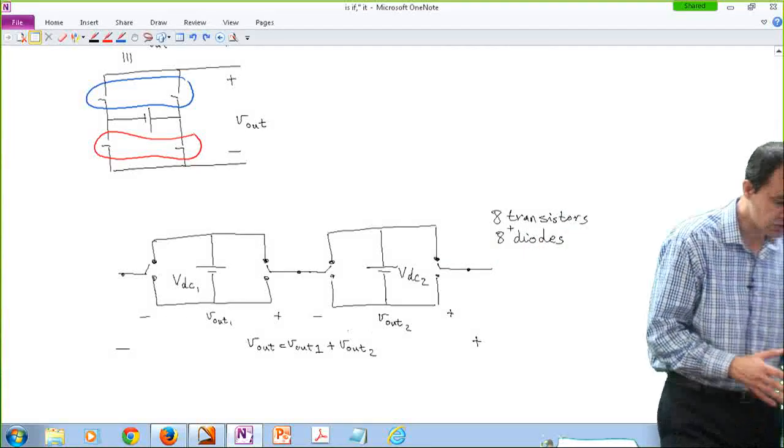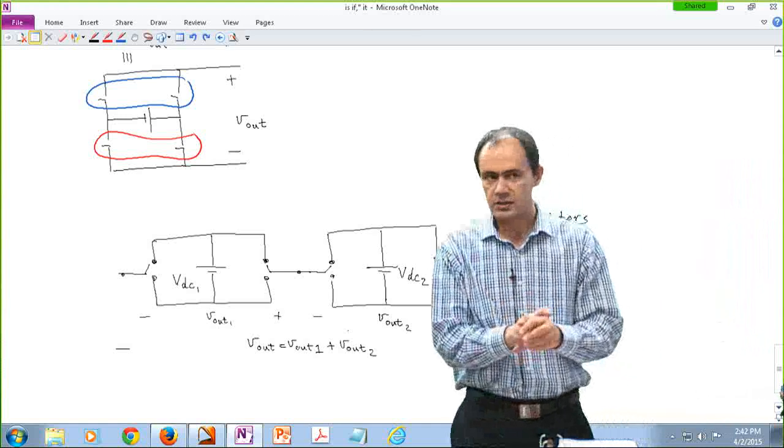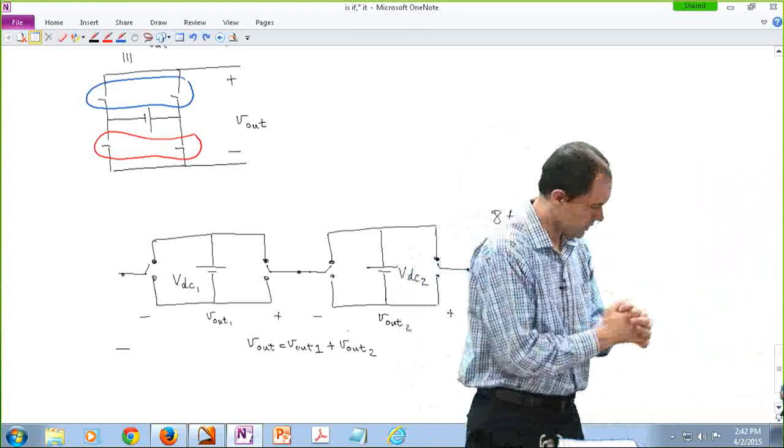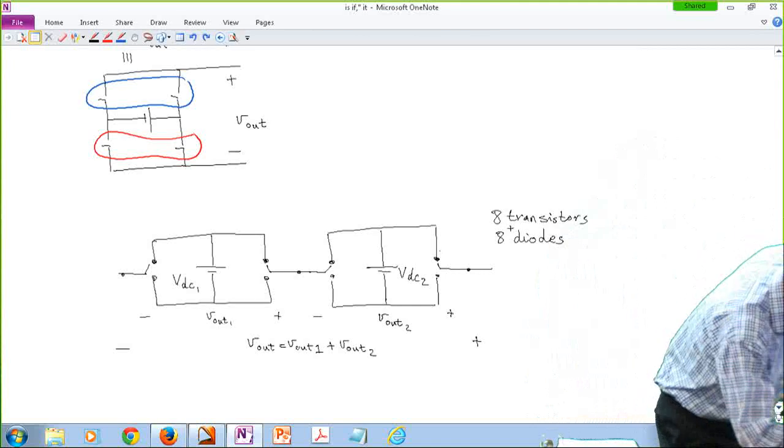If one transistor fails, the whole system fails. Yes and no. We can discuss this. If one transistor fails, for instance, let's say this transistor over here fails.